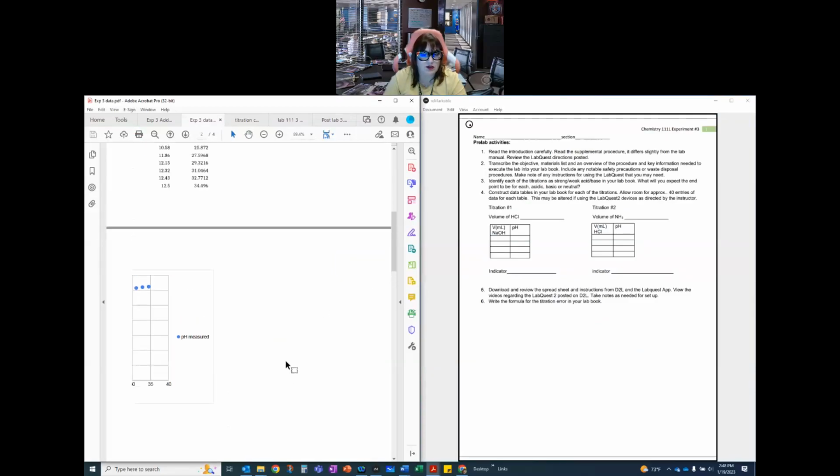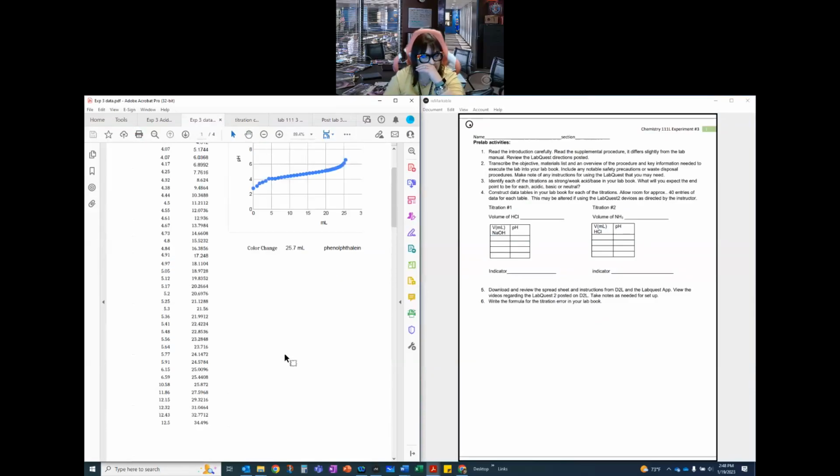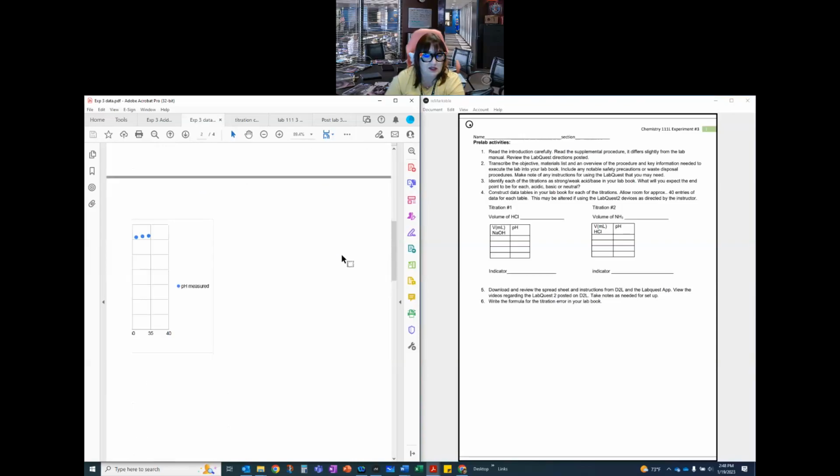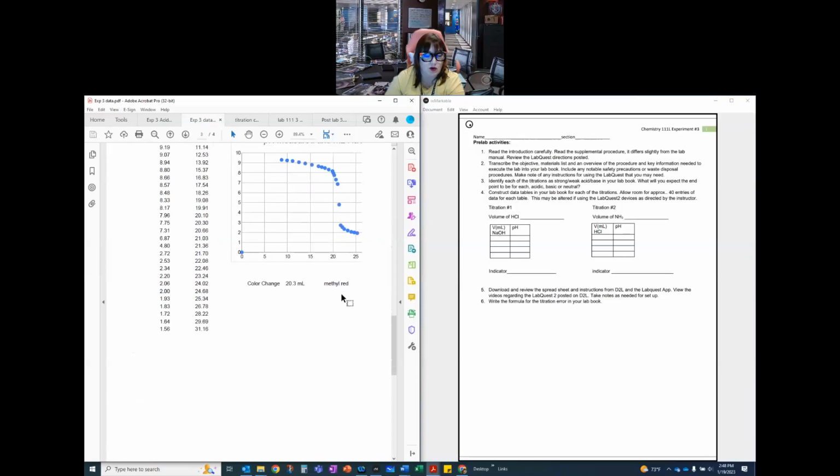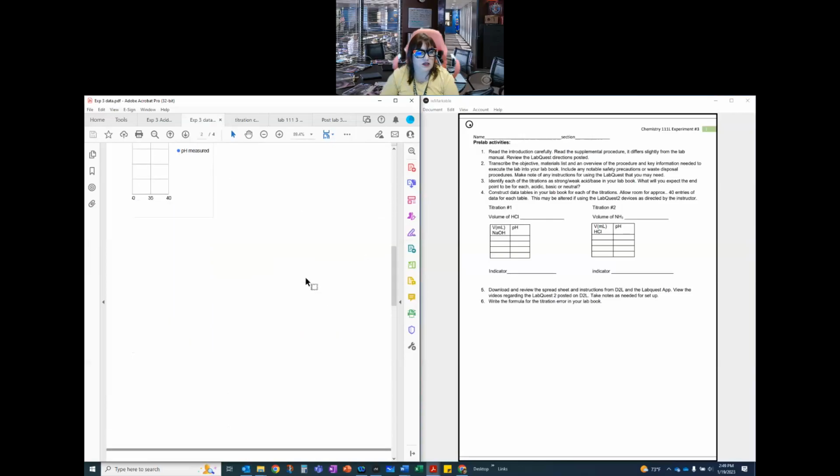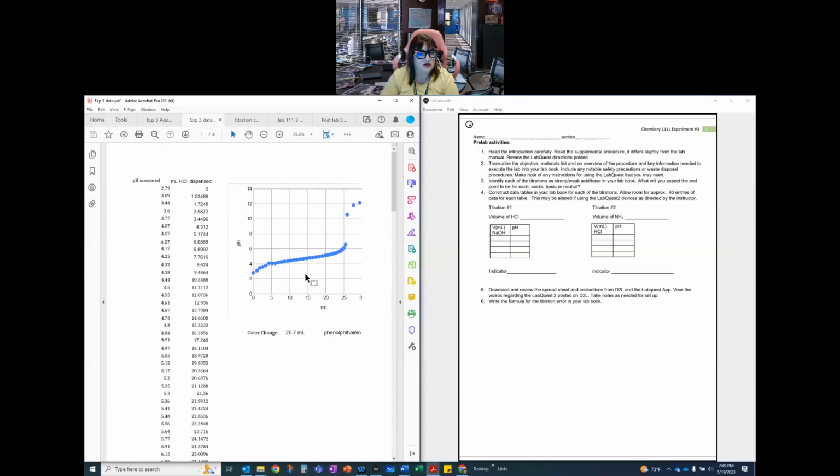There are a couple of things on this paperwork that you need to make sure that you've recorded. So one is where the color changes. That is your endpoint. The other thing is it'll say phenolphthalein, that one does, and the other one says methyl red. Those are your indicators. So make sure that you've included that right here where it says indicator. I would set these up as, and where does it say?